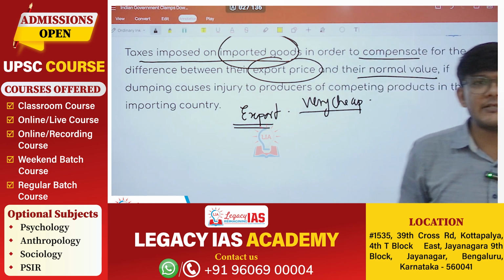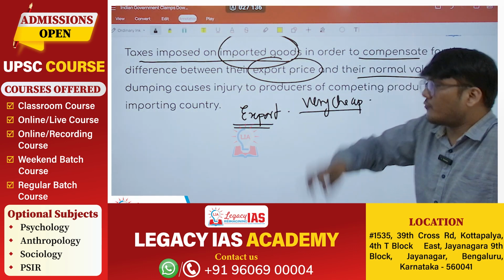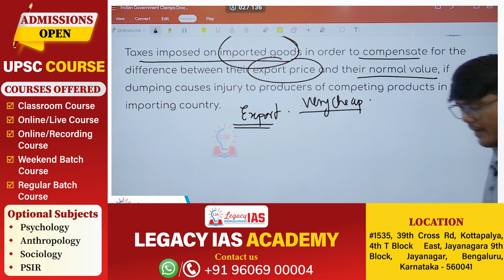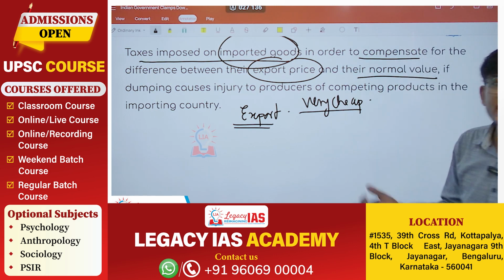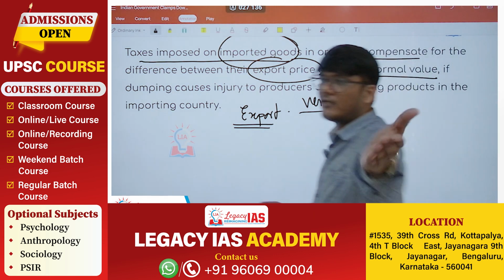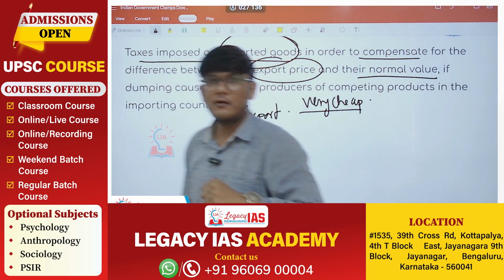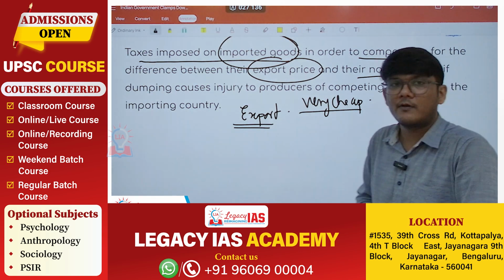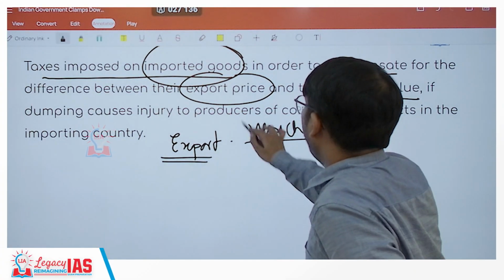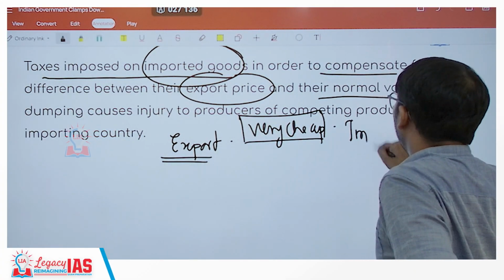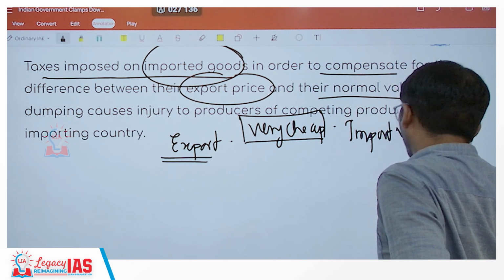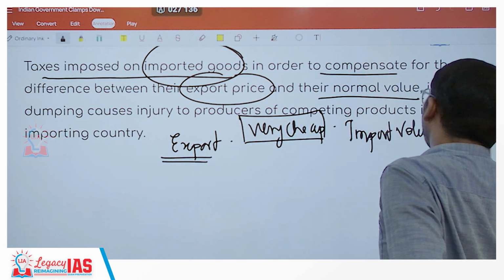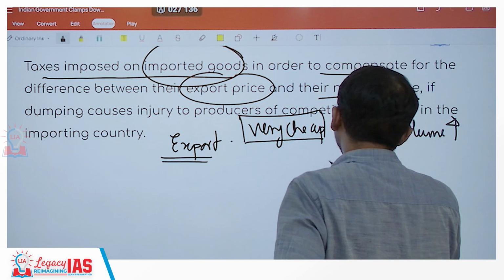Secondly, what will happen to the industry in India which manufactures this product? That industry would not be able to survive, because there is another product which is cheaper and your product is costlier. So how will the company survive? That is an issue. So a very cheap product would increase the import volume. Import volume definitely will increase. Value may or may not increase.